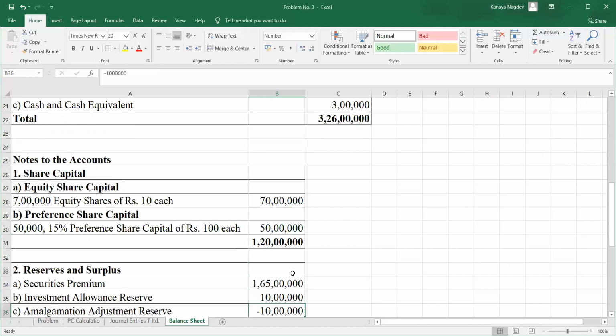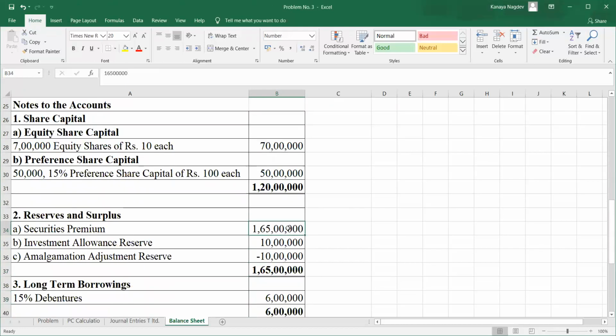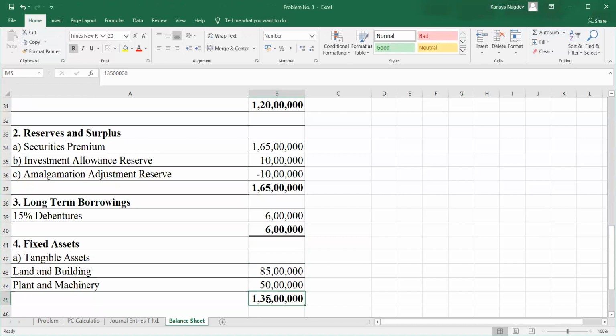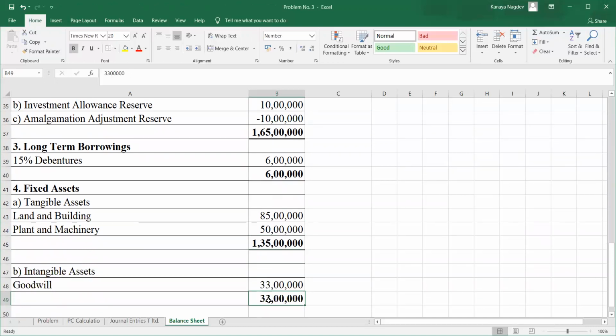Reserves and surplus securities premium taken together of both the companies is 1 crore 60 lakh. Investment allowance reserve as a positive figure. Amalgamation adjustment reserve as a negative figure. So actually our reserves and surpluses are only 1 crore 65 lakhs. Long-term borrowing, that is non-current liability, 15% debentures, 6 lakh rupees. Fixed asset, we had 2 fixed asset, tangible fixed asset, land and building and plant and machinery. However, you are supposed to combine both the figures, that is R Limited assets taken over as well as S Limited assets taken over. So combined together it is 1 crore 35 lakhs.